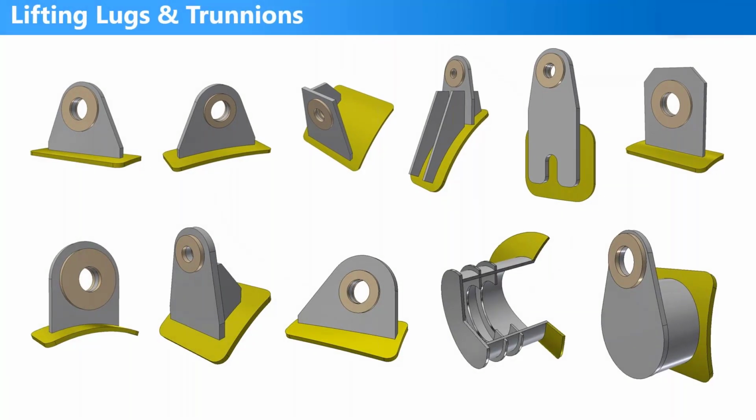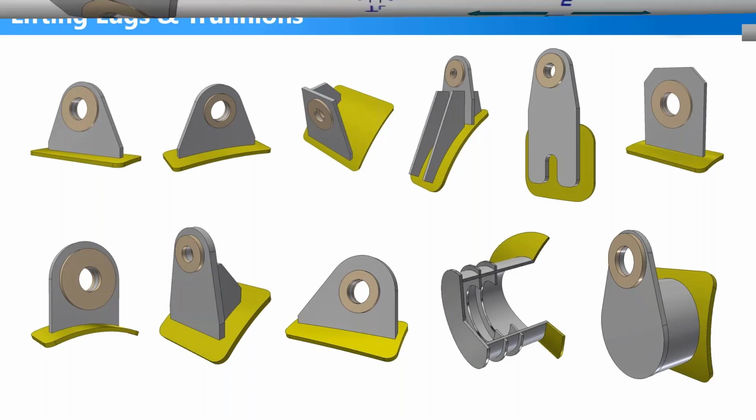In SEG software, we have 9 types of lifting lugs. In each one of those, you have many options. So by those types, you can cover around 95% of cases in lifting lugs. We have different types of trunnions.